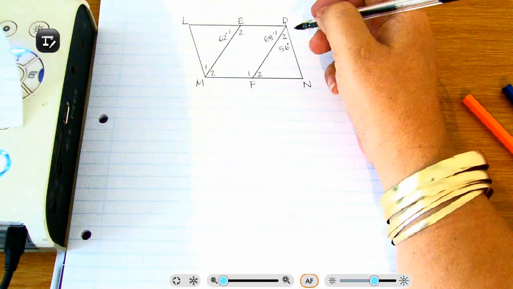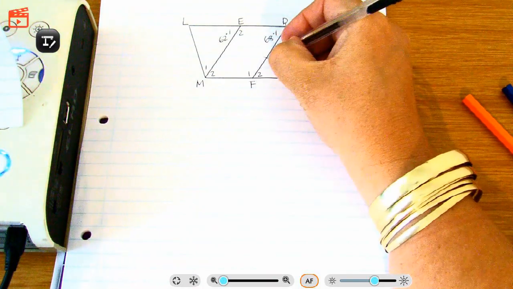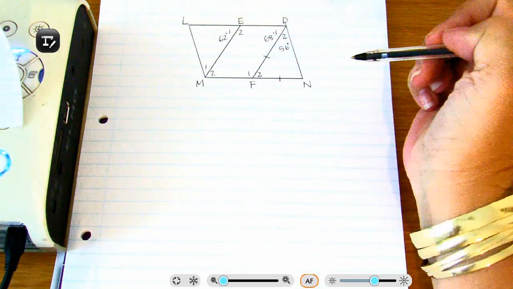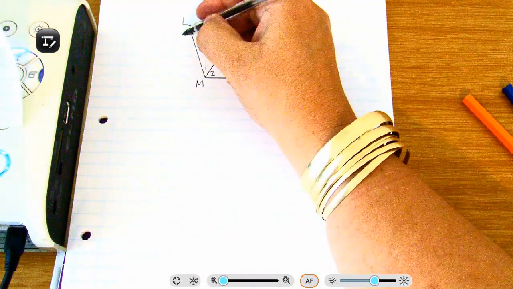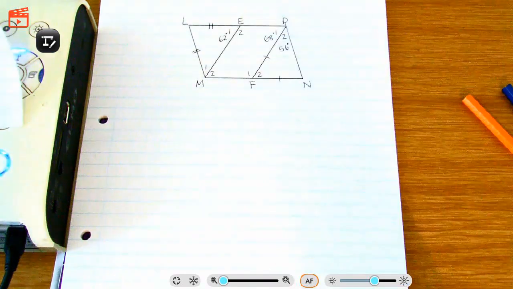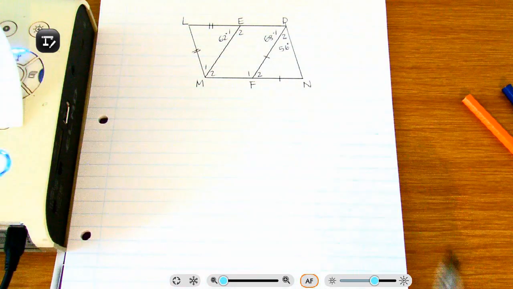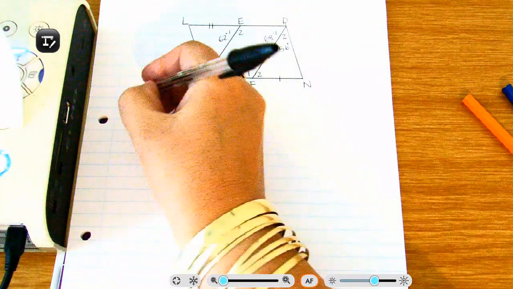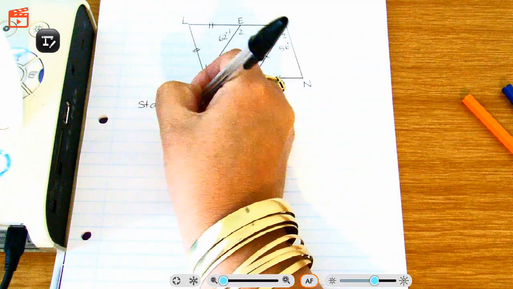Then they tell us that FP is equal to FN, so you should see that that is an isosceles triangle. And they also tell us that LE is equal to LM, so another isosceles triangle. The first thing that they've asked us to prove is that LP is parallel to MN. So that's the first thing that we're going to prove. Don't forget your statement and reason.